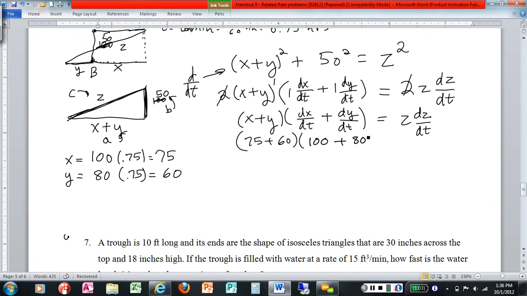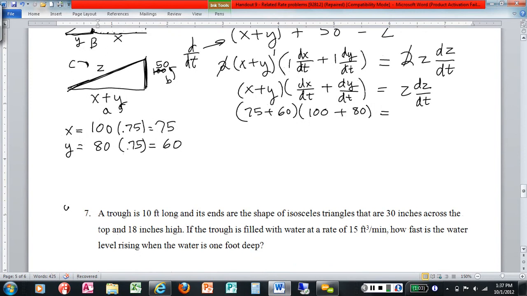What about z? Well, z, I've got to go back and plug them in and get the right triangle again. I didn't leave myself enough space there. Oh, well, okay. All right, so to get z, x plus y, that would be 135. See if I can draw one right here real quick. So that'd be 135, and that's 50. And so that's z, so it'd be what? 135 squared plus 50 squared equals z squared.